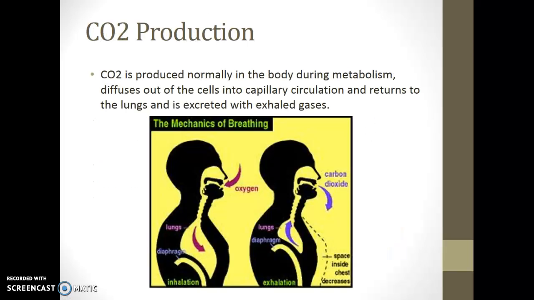Carbon dioxide is produced normally in the body during metabolism, and it diffuses out of the cells and into capillary circulation, and then it returns to the lungs, and then we excrete the carbon dioxide with our exhaled gas.